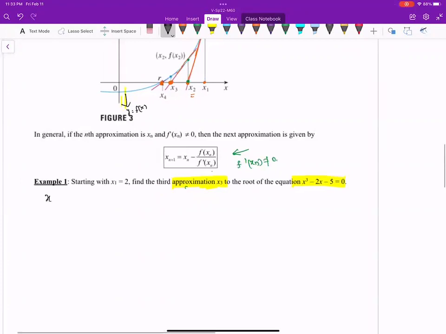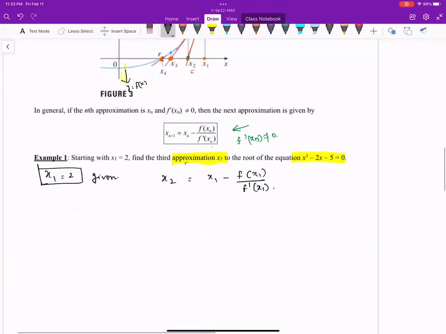So the first approximation is given. This is equal to 2. And what is the second approximation? That is the first approximation minus f at the first approximation over f prime at the first approximation. So what is f of x? f of x is given to be x cubed minus 2x minus 5. So what is f prime x? Which is 3x squared minus 2.